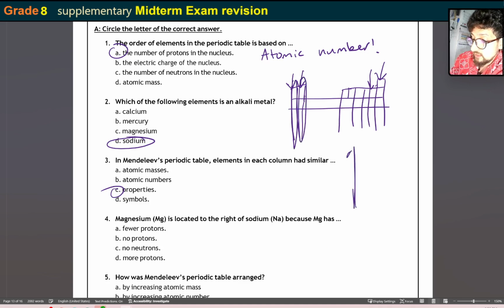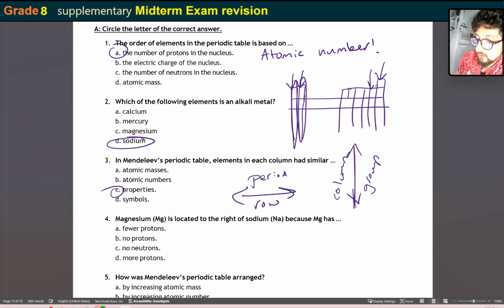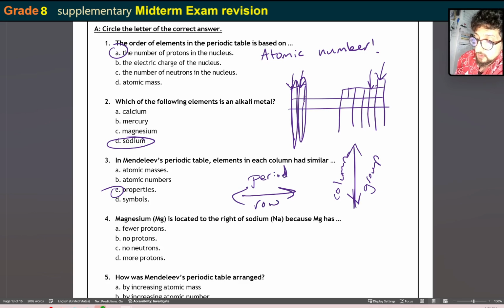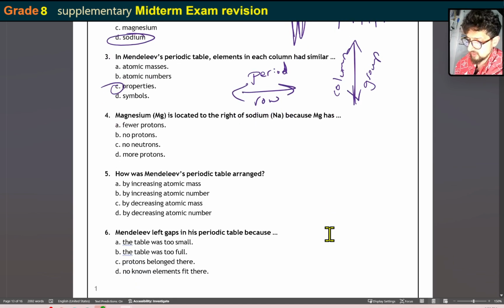Okay, this way means column or group, while this way is a row or period. Okay, right, I'll try and make my handwriting better. I have a new battery in my Microsoft pen, so I should be able to make it better.